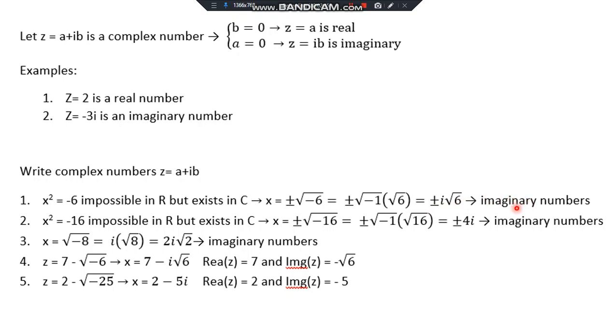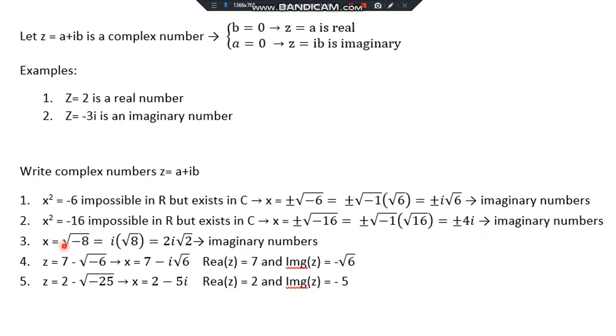This is pure imaginary. Why? Because I don't have a, unlike example number 4, where I have a. So here it is pure imaginary. If I take x squared equal to minus 16, it's impossible in R but exists in C. If I remove the square, I put plus or minus the root of minus 16. The root of 16 is 4, as you all know, and the root of minus 1 is i. So I have plus or minus 4i. So here, it's also pure imaginary.